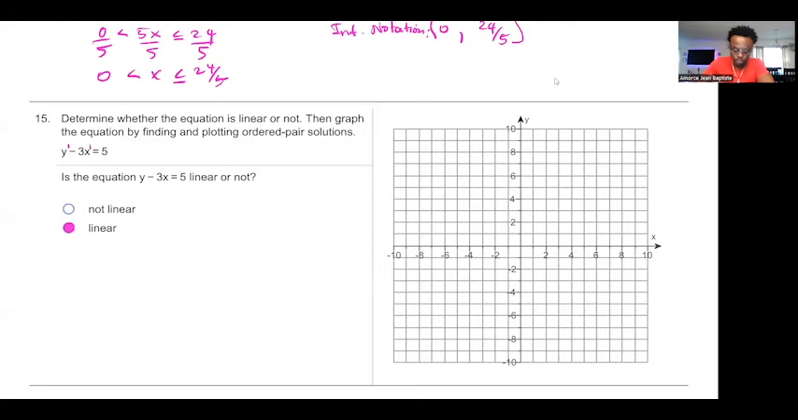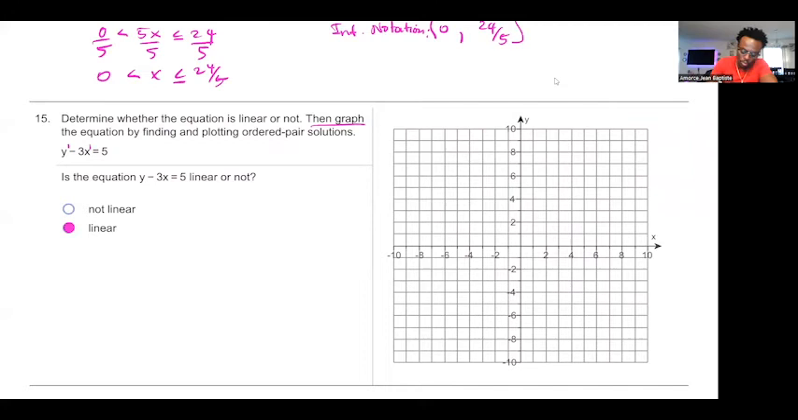It's linear. And then it says to graph the equation by finding and plotting ordered pairs, solution ordered pairs. Well, if it says it, I would do it, but we could do it as a linear equation.